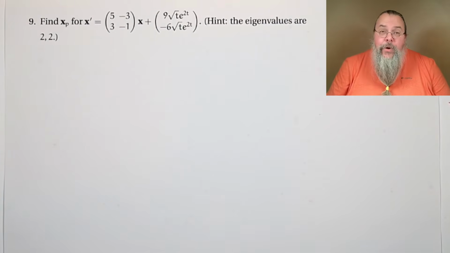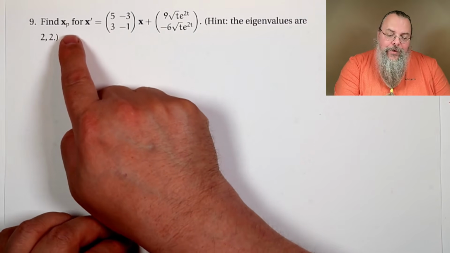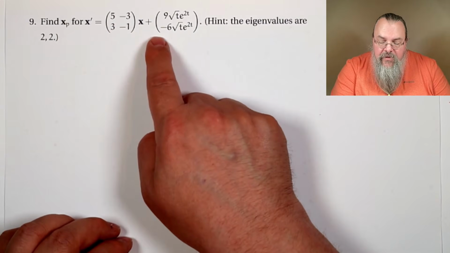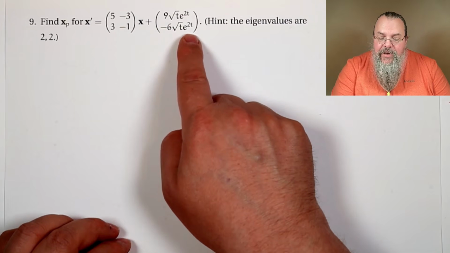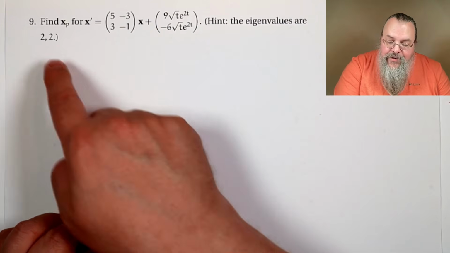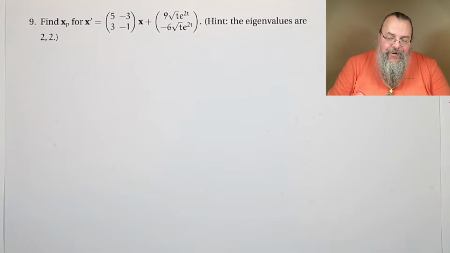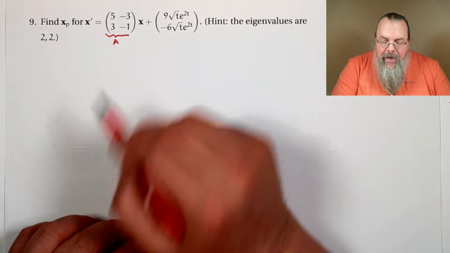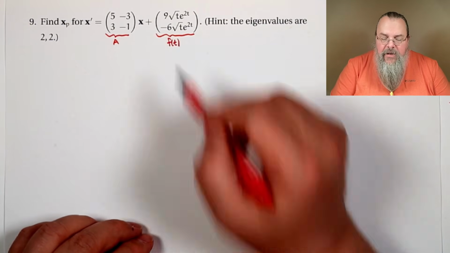Number 9, we're asked, find XP, our particular solution, for x prime is 5 minus 3, 3 minus 1 x, plus 9 root t e to the 2t, minus 6 root t e to the 2t. And it says, hint, the eigenvalues are 2, 2. Now, we're non-homogeneous, and when it talks about eigenvalues, that's referring to these eigenvalues. So this is our matrix A. And here, this is our f of t.